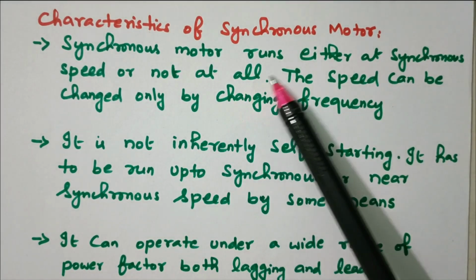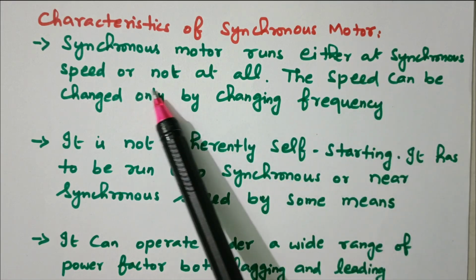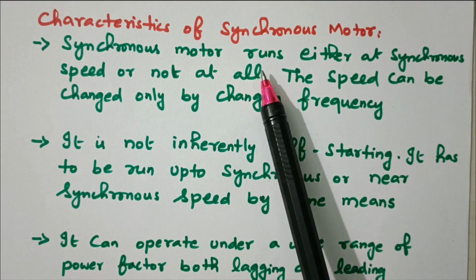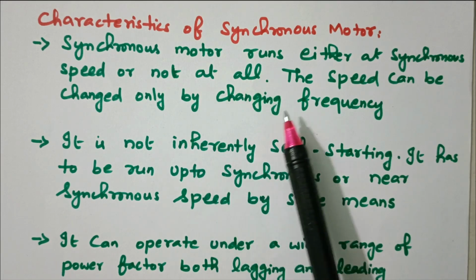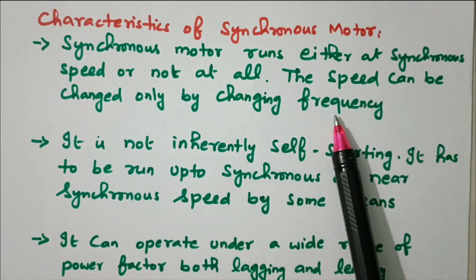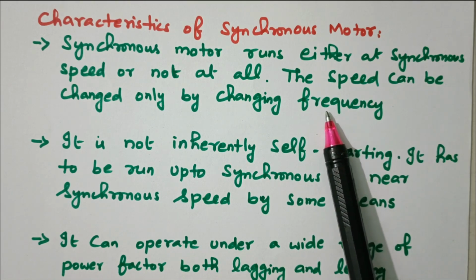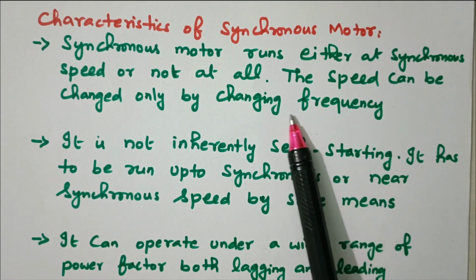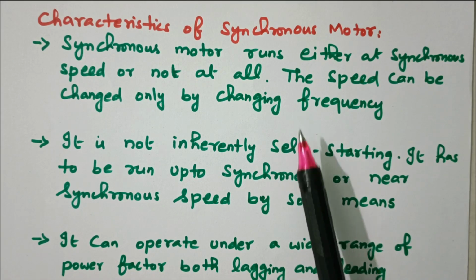Synchronous motor runs either at synchronous speed or not at all. So it will always rotate at synchronous speed. Otherwise it will not rotate. The speed can be changed only by changing frequency. By changing the frequency we are able to change the speed. Changing voltage is not possible. Okay, only by changing the frequency can we change the speed.